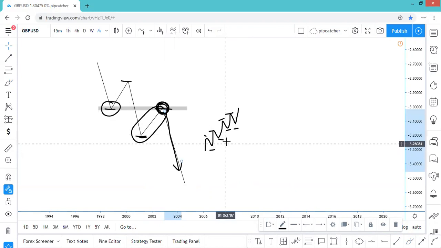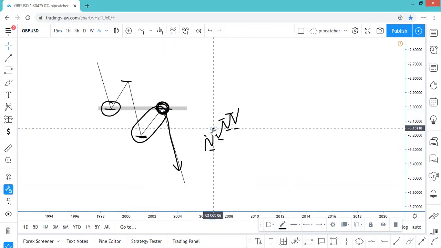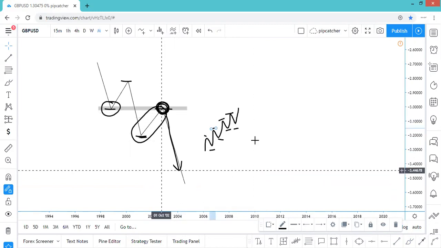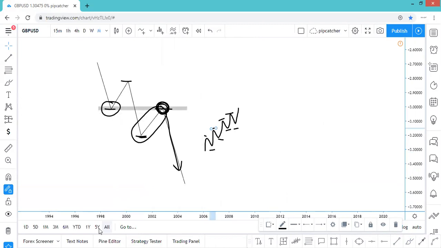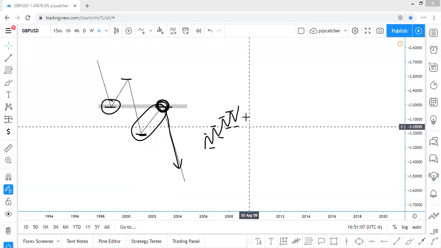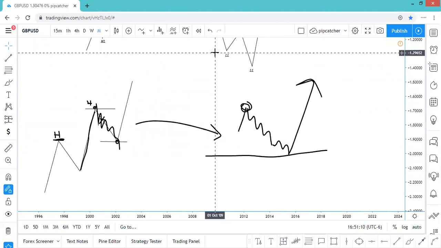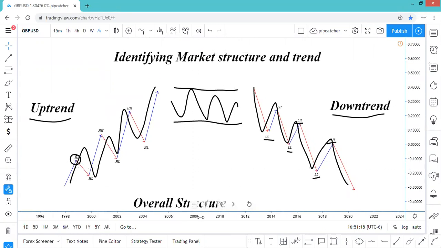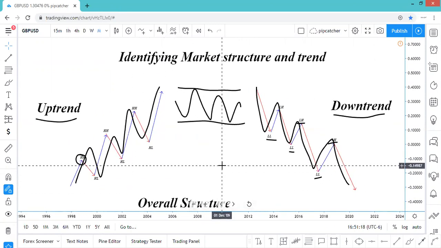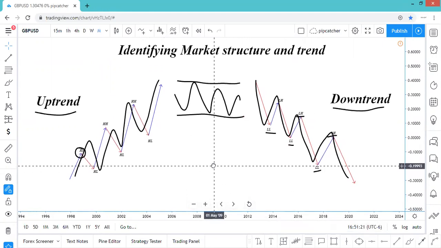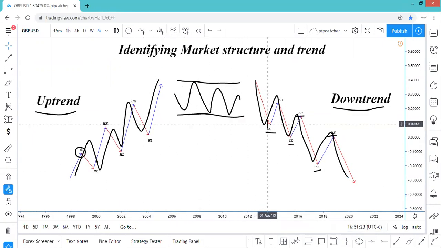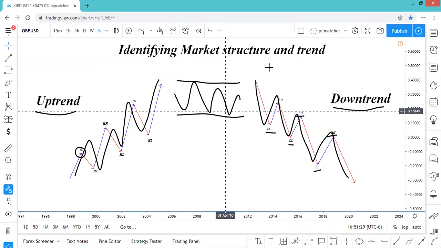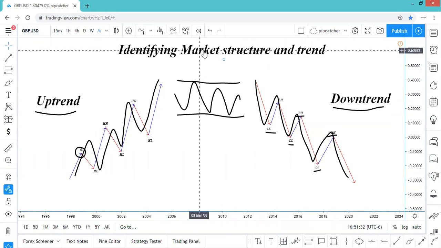Okay, so don't get caught doing counter trend trading, right? So yeah, you can clearly see right here that that is how you identify basic market structure, basic trend, and overall structure, right?